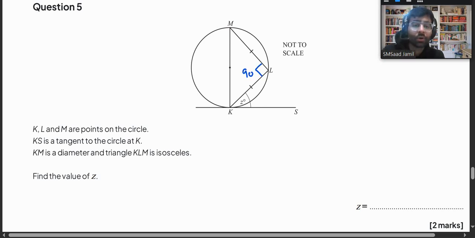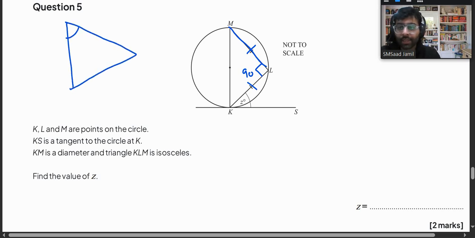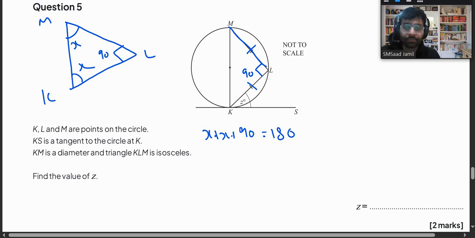And the thing you guys are always forgetting is that this is an isosceles triangle. Always make sure you pay attention to these 2 lines. So let me make it like this over here. If this is 90, this is x and this is x, which means x plus x plus 90 is equals to 180. 2x is equals to 180 minus 90. 2x is equals to 90. X is equals to 90 divided by 2. X is equals to 45.